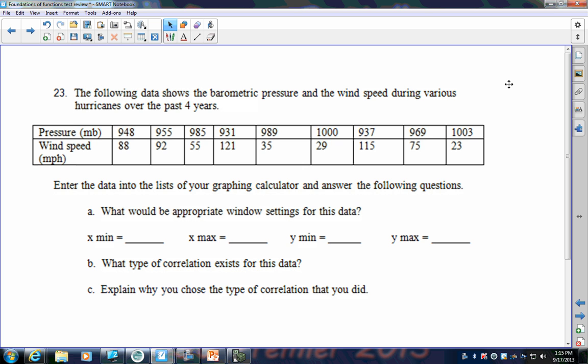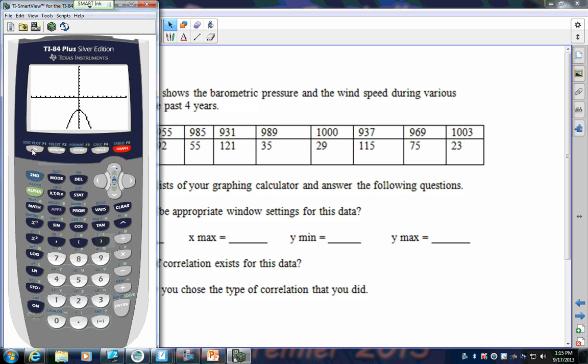This problem says the following data shows the barometric pressure and the wind speed during various hurricanes over the past 4 years. It says enter your data into the list in the graphing calculator and answer the following questions. Okay, so you should have your calculator, and I'm going to clear out my memories.